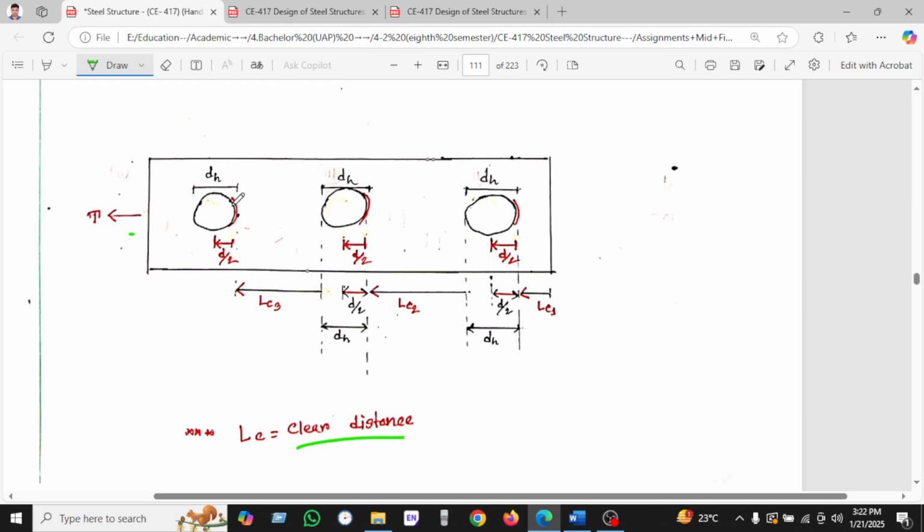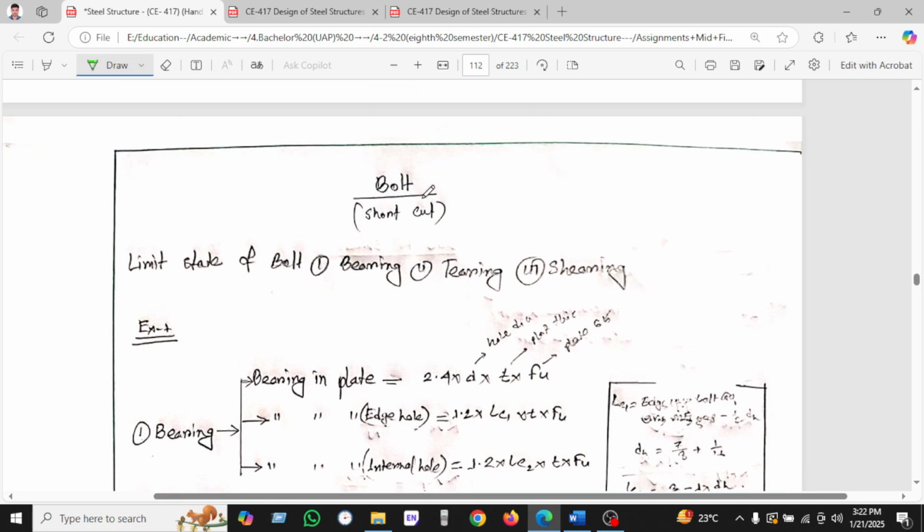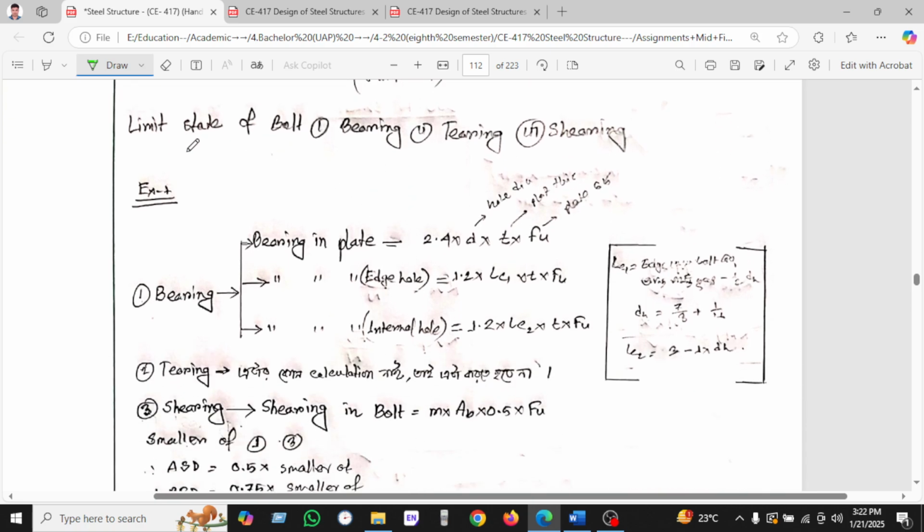We can say the clear distance between two holes is the LC, and the other LC is the distance between two holes of the surface. So here are some shortcut formulas for the bolt. The limit states for the bolt are bearing, tearing, and shearing.